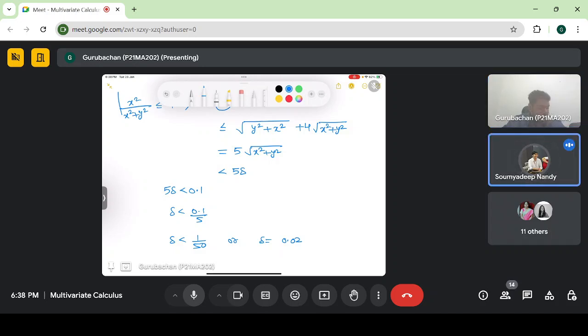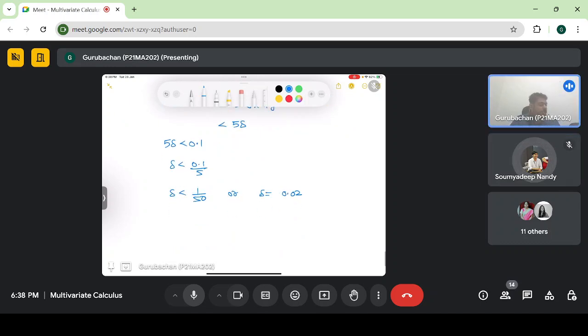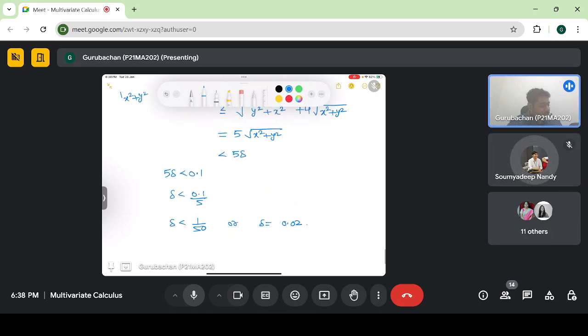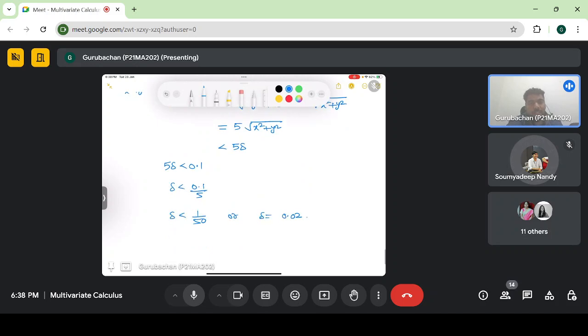I hope someone says 1 by 50, I guess. Yes, sir, I told. Okay, good. So your answer is correct. I hope everybody is clear how we have found a delta corresponding to the epsilon value of 0.1. If yes, then I can move to the next question.